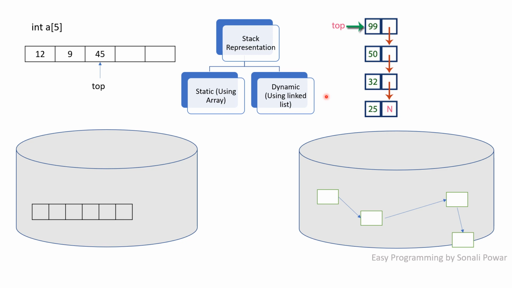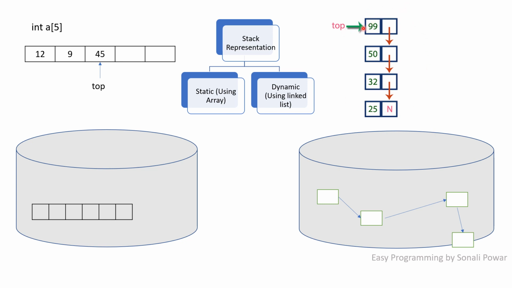Now let's talk about the dynamic representation. Dynamic representation can be implemented through the linked list only, and in the linked list I can increase or decrease the size of the stack at runtime. So this is the advantage of the dynamic representation. In dynamic representation, the memory is not allocated continuously, it is scattered, all over the place, you can say. So this is the example of the linked list representation.